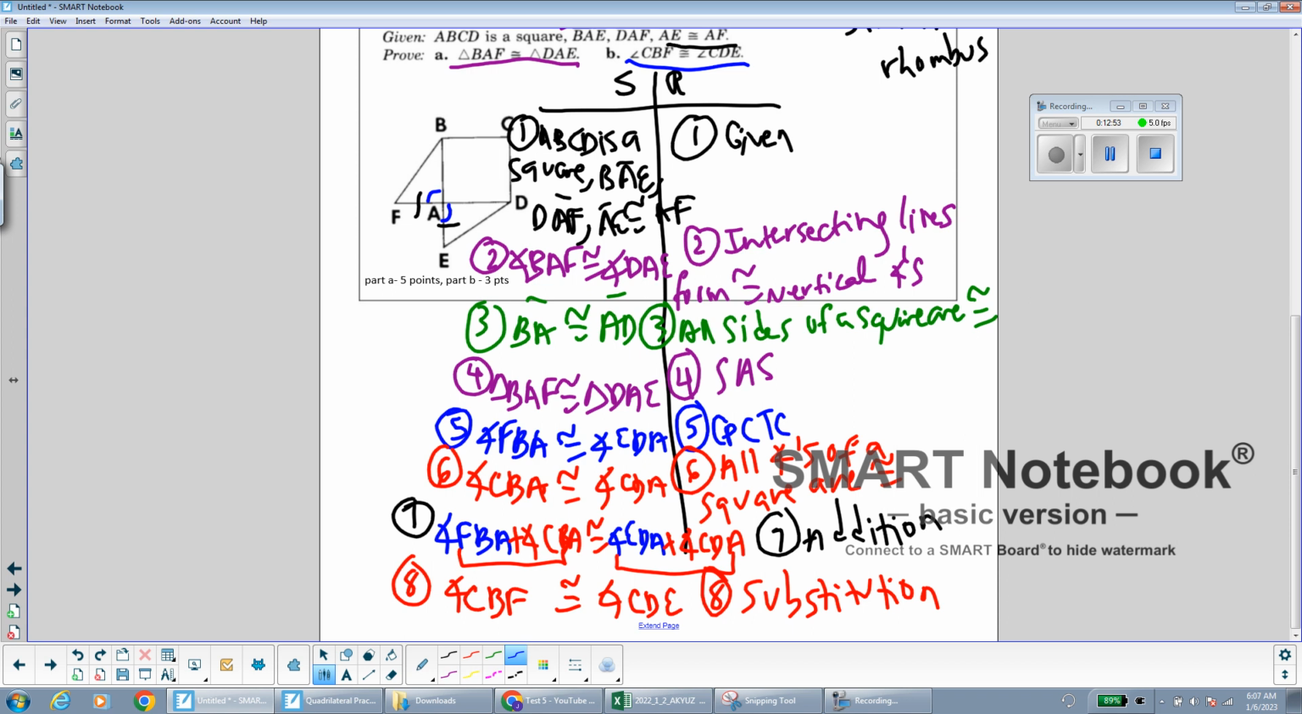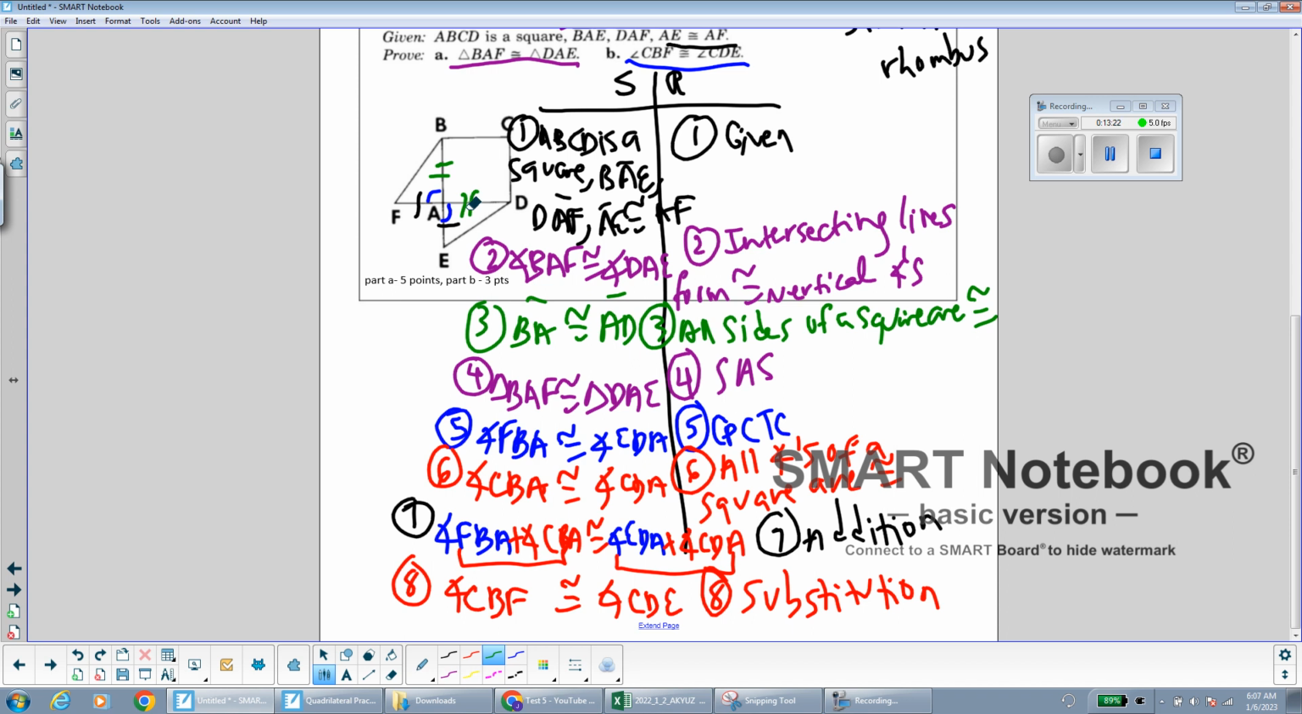So now I have a side and an angle right next to it. It would be really nice if I had the side next to that on each of the triangles, because then I would know the triangles are congruent by side, angle, side. And guess what? We do know that these sides are congruent.